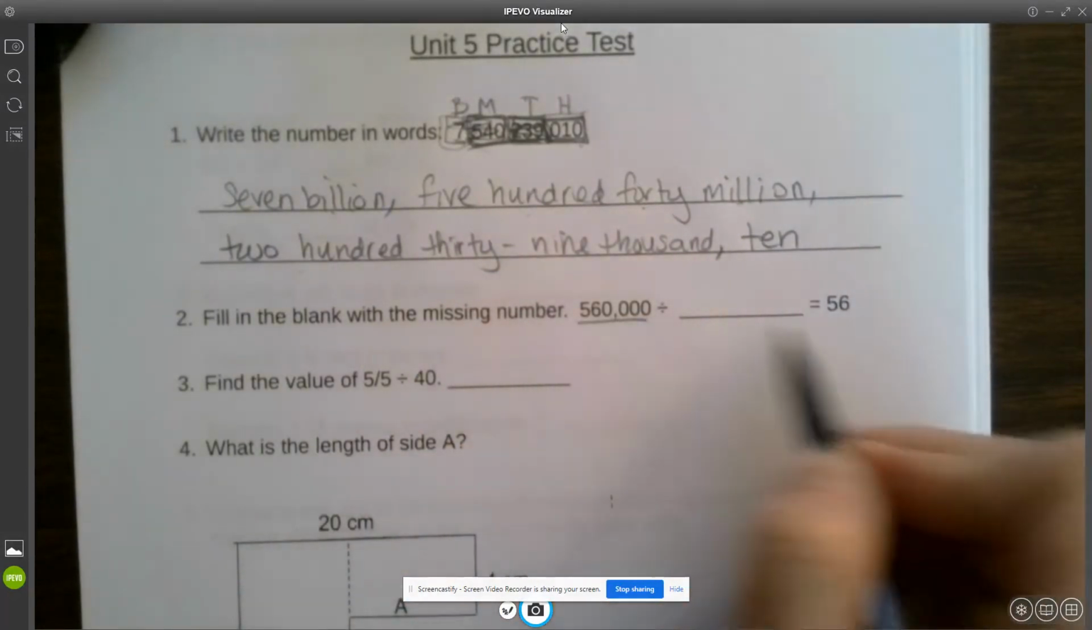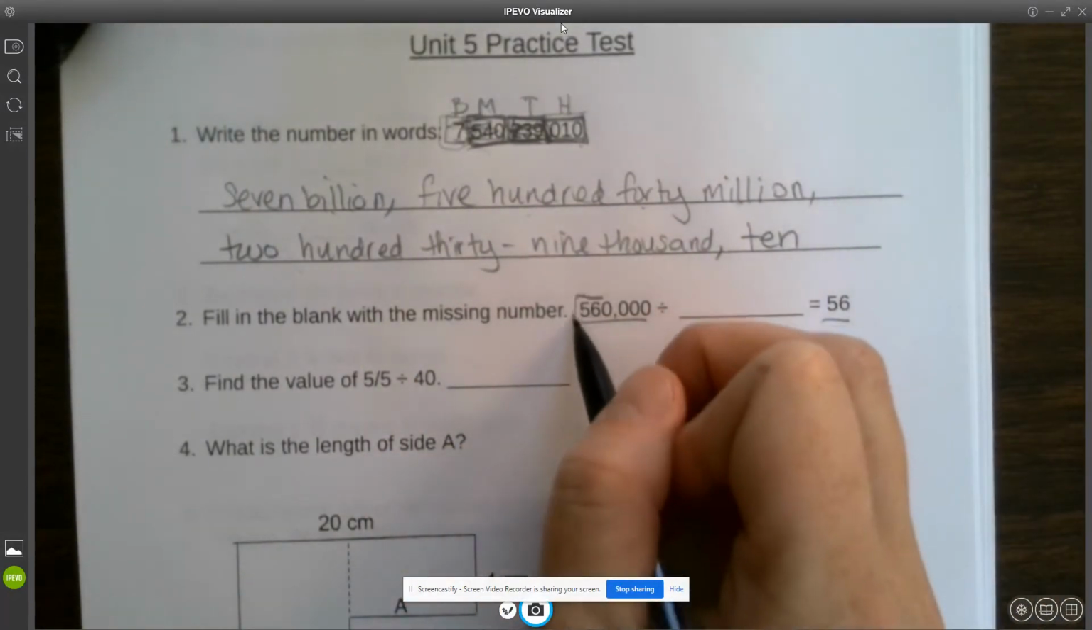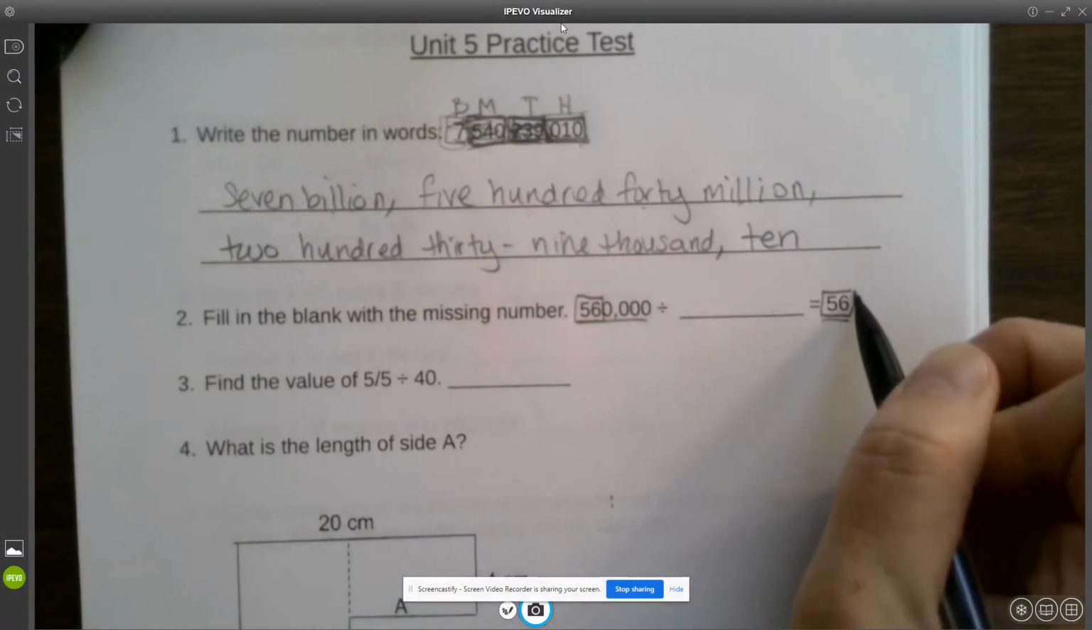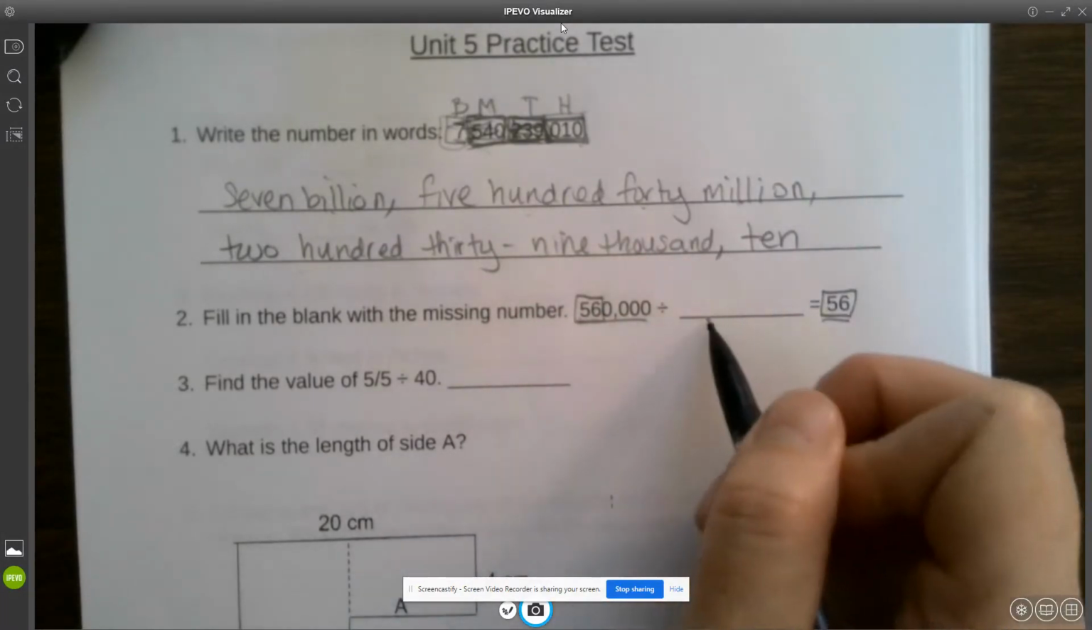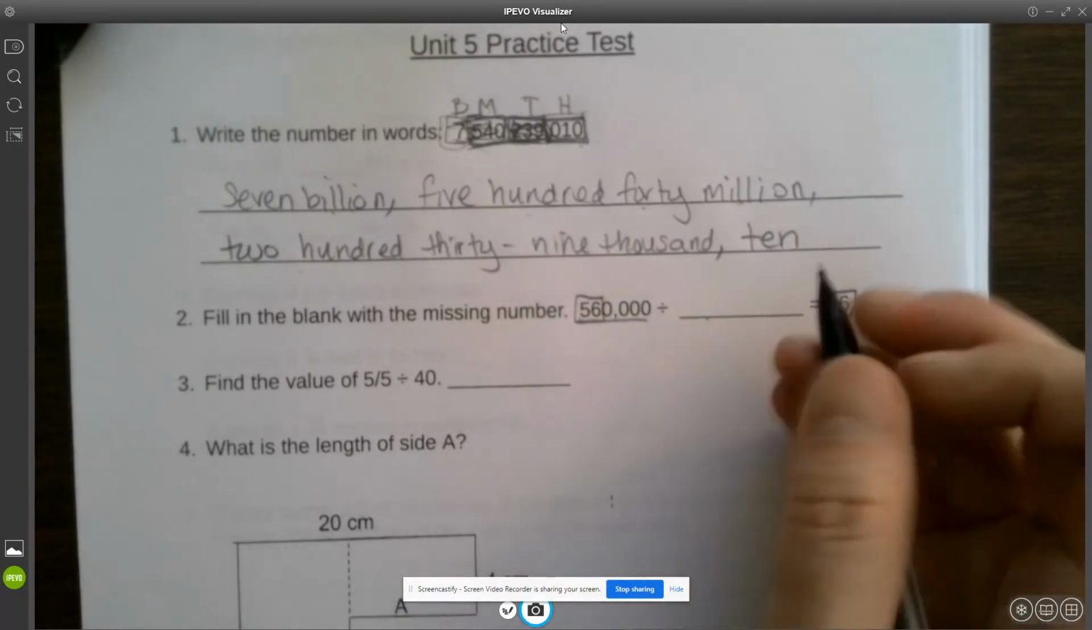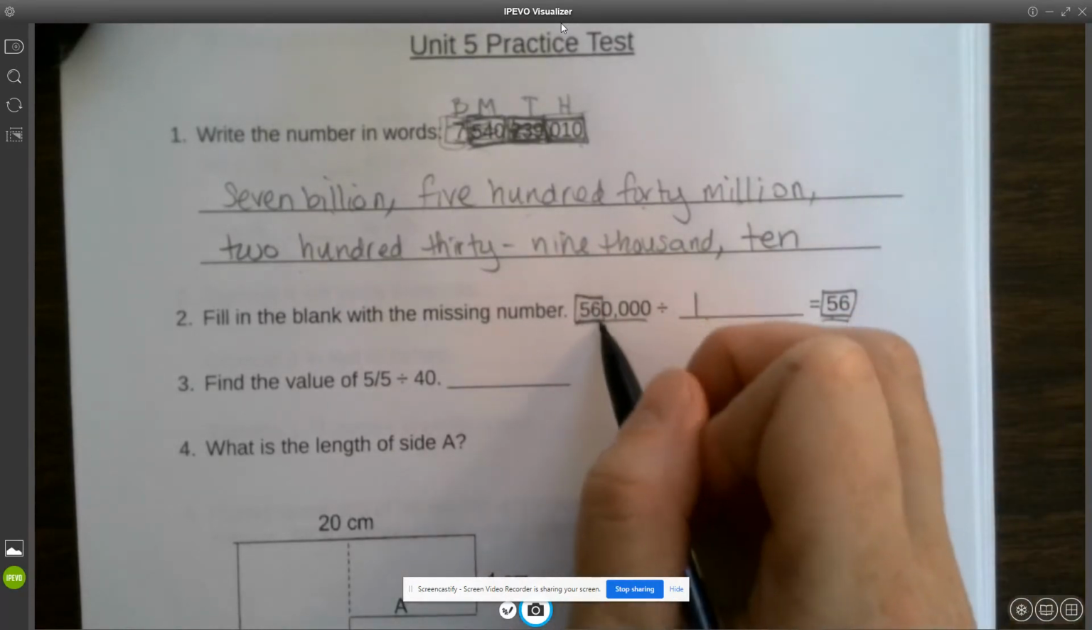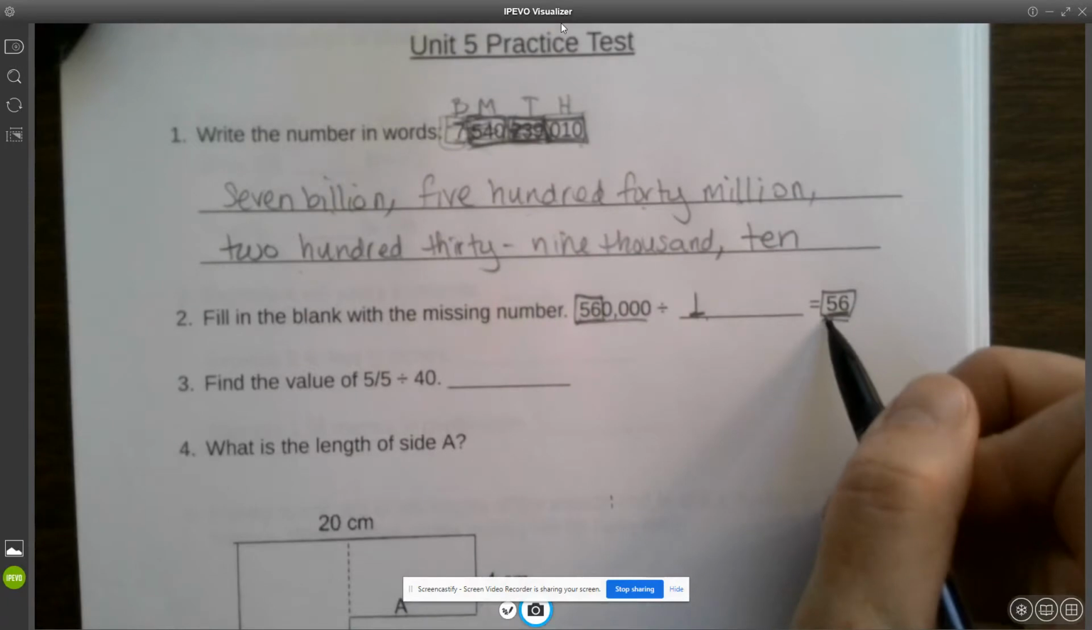For number 2, it says fill in the blank with the missing number. So how did they get from here to here? Well, I can see that 56 and 56 are right here. So 56 divided by what equals 56? Well, it would have to be 1. 56 divided by 1 is 56.